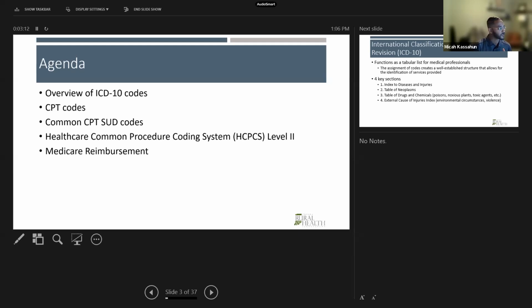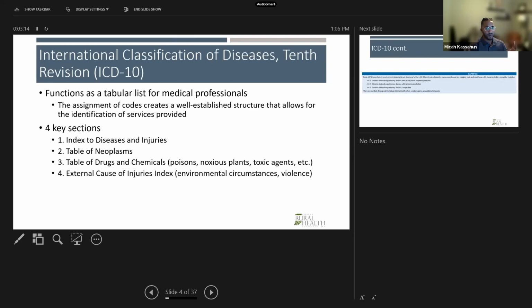So jumping straight into it. When we're talking about ICD-10, we naturally are referring to the International Classification of Diseases, the 10th revision specifically. We've phased out of the 9th. And I don't know if there will be an 11th anytime soon. I haven't been following up on much reading on that.